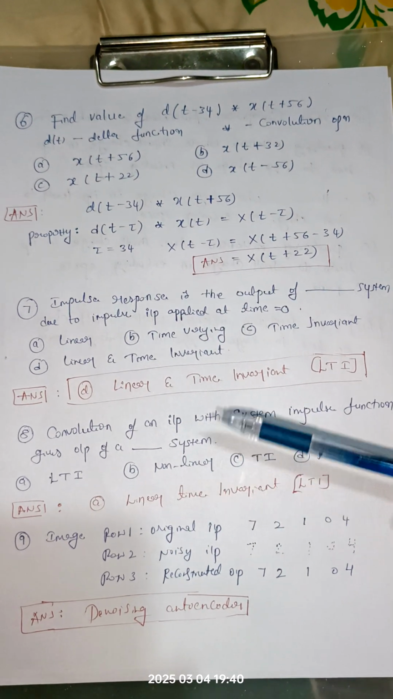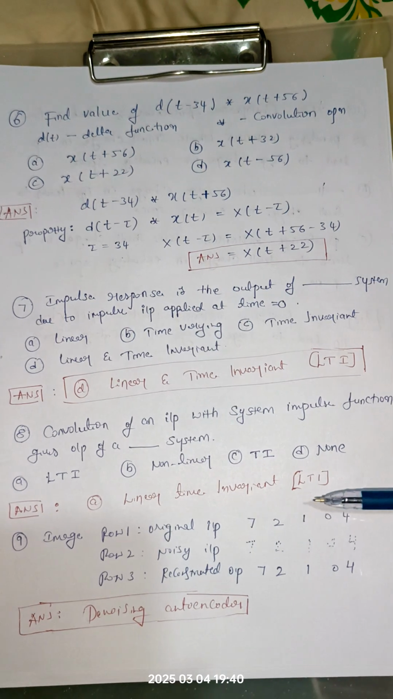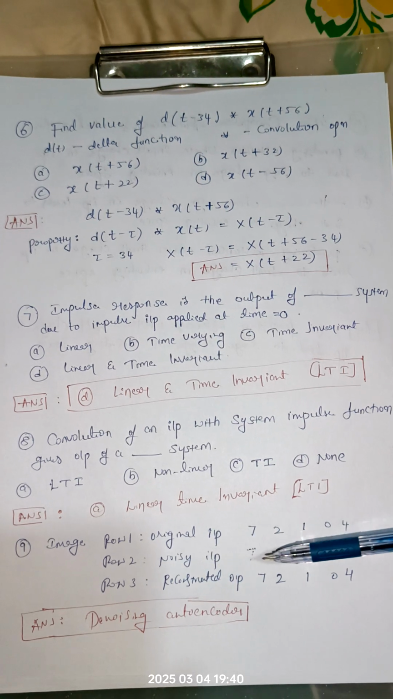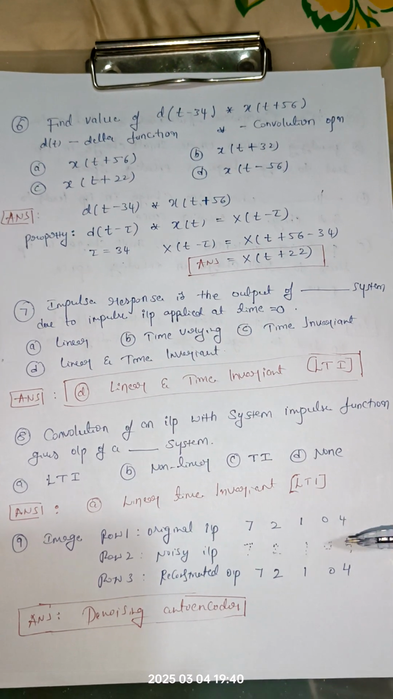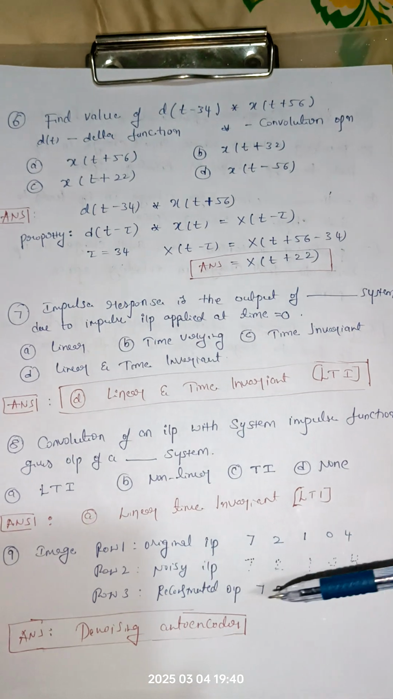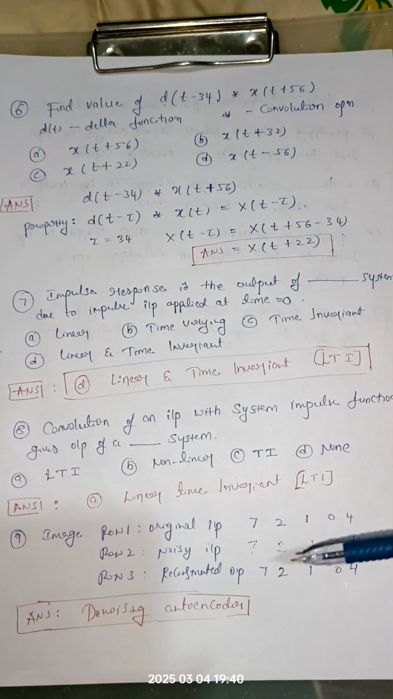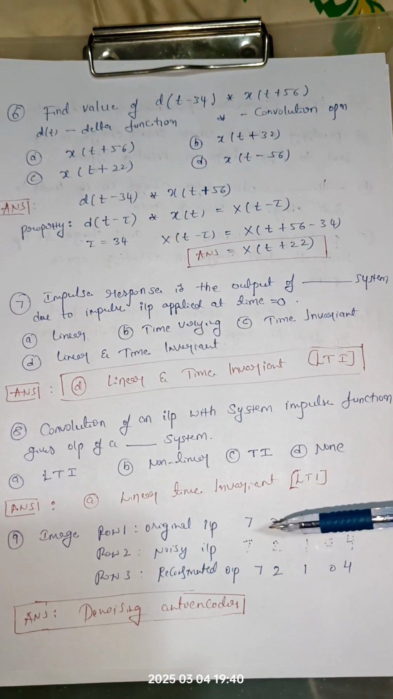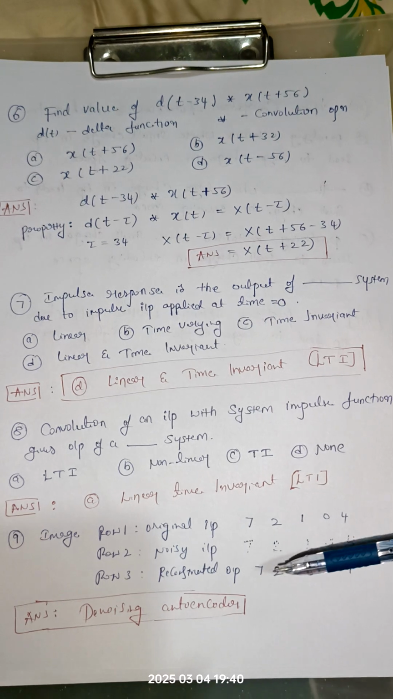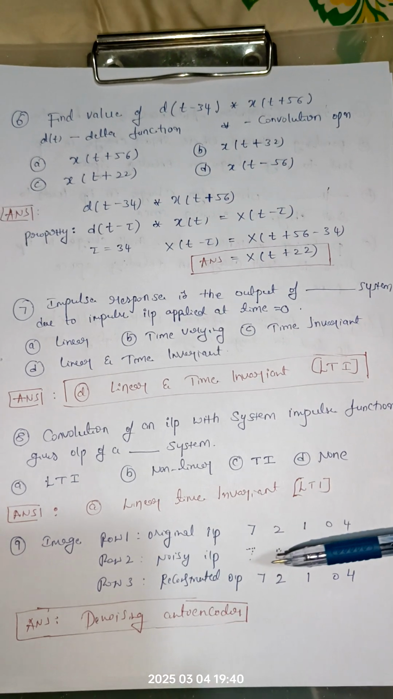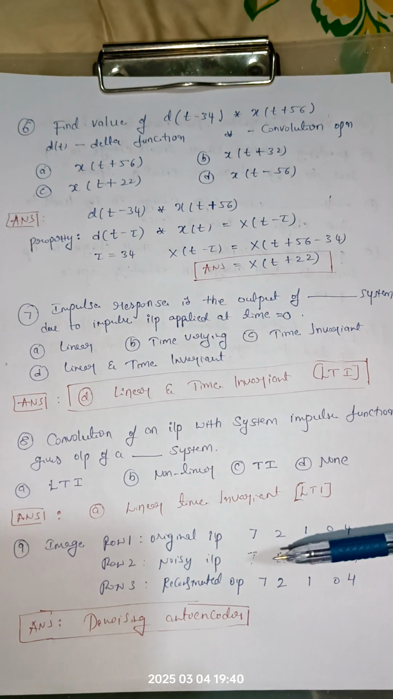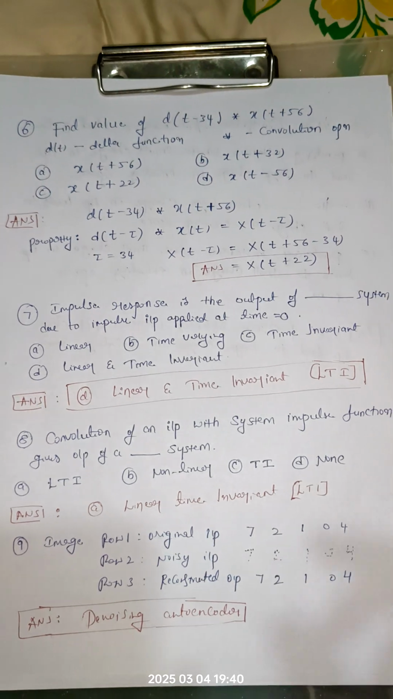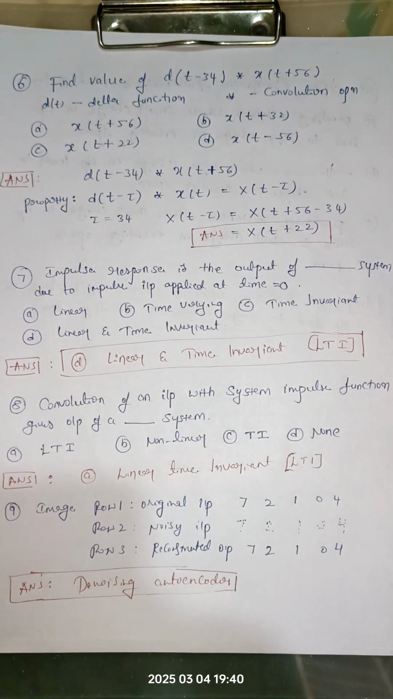Then ninth one, here one image is given consisting of 72104, that is the original input in row 1, and the second one, row 2, is the noisy input, which consists of some noisy 72104. Row 3 is the reconstructed output, so it is somewhat like the original input. To get this reconstructed output, which autoencoder method is used? That is called the denoising autoencoder. That is the ninth question answer.